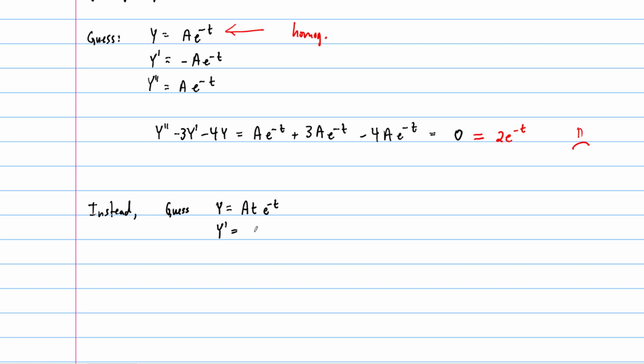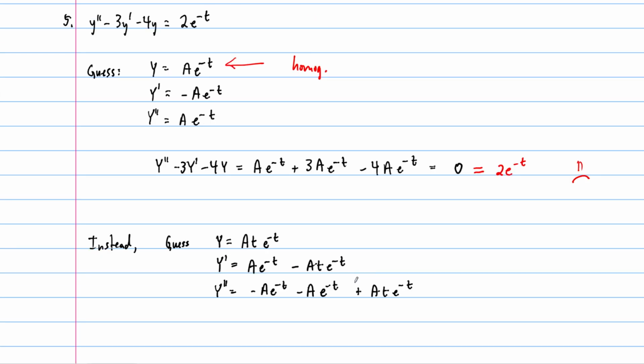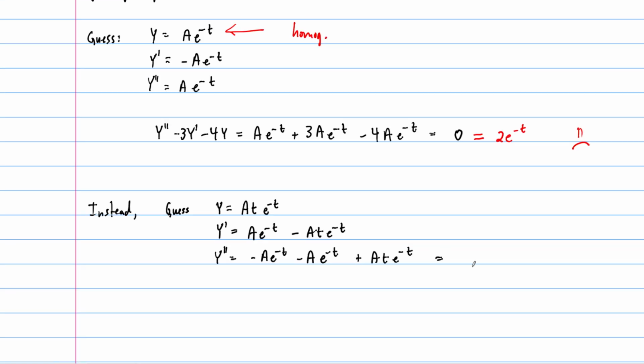So y prime. Well, now when we take the derivative, we have to use a product rule, right? So now it's a e to the minus t minus a t e to the minus t. And then y double prime is going to be minus a e to the minus t minus a e to the minus t plus a t e to the minus t. Okay, obviously these combine, right? So this is now minus 2a e to the minus t plus a t e to the minus t.